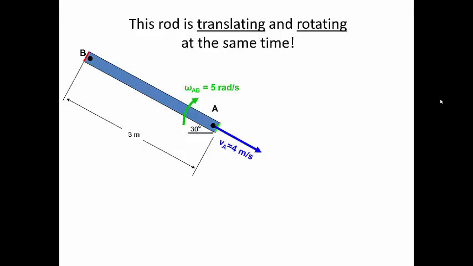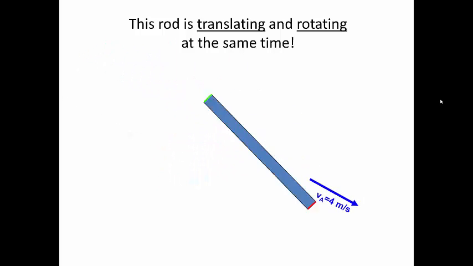Let's assume that this rod is spinning and moving through the air at the same time. It's translating and rotating, something like this.